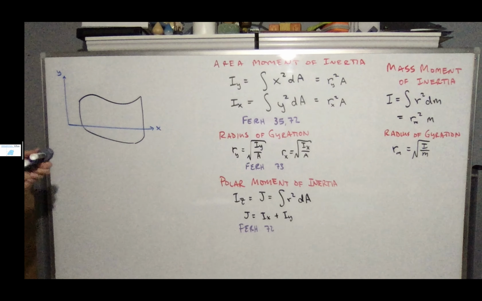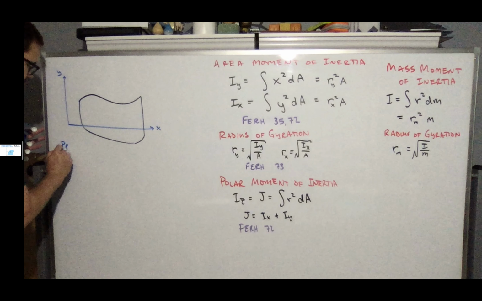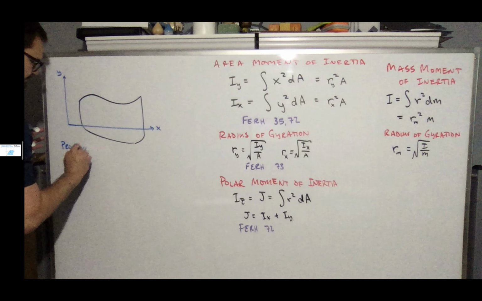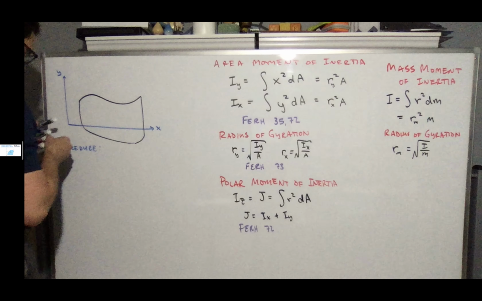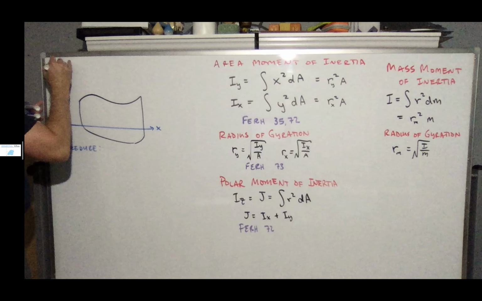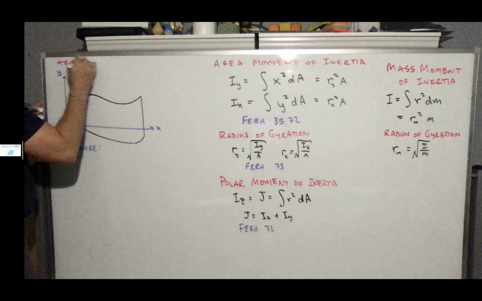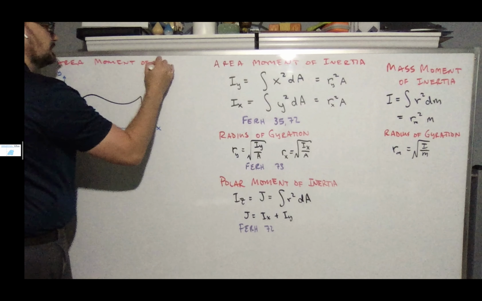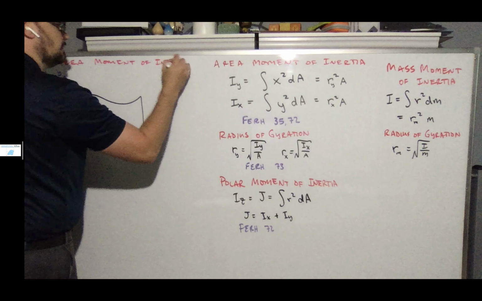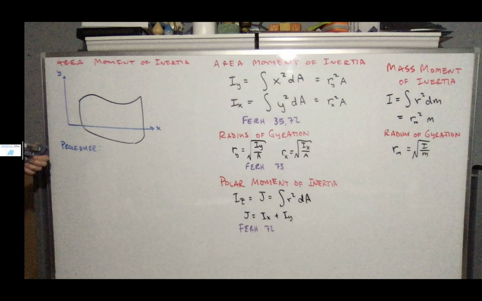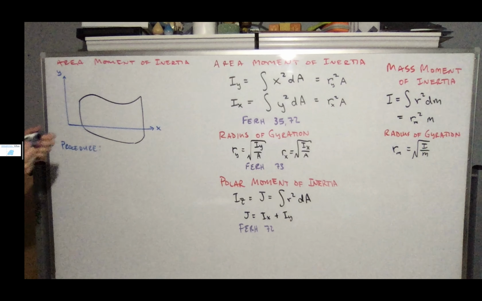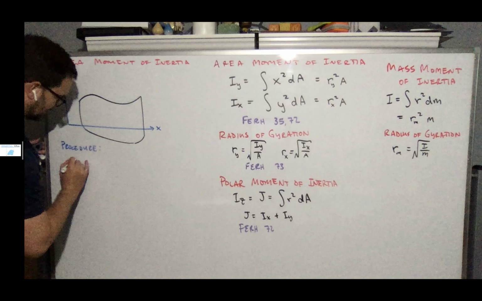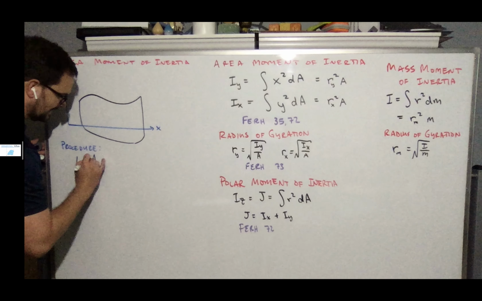The way that we're going to do this, our procedure, so this is for area moment of inertia. It's going to be very much similar to the area moment or the area centroid location that we did. So our first step is going to be to identify a differential area.